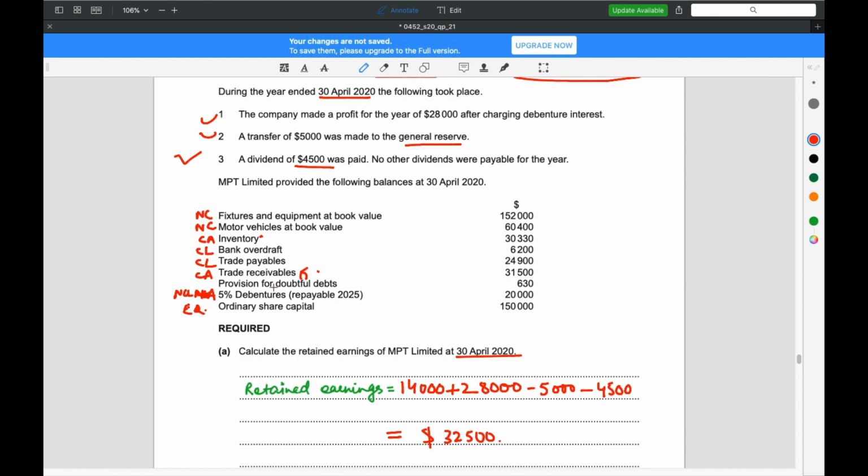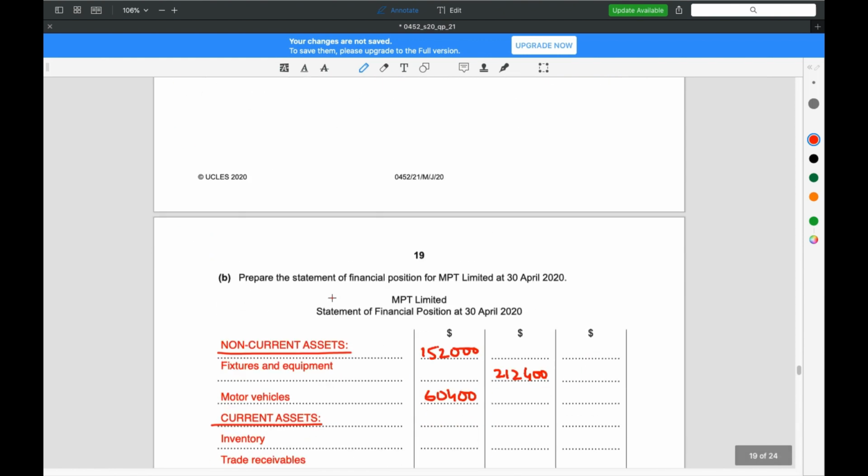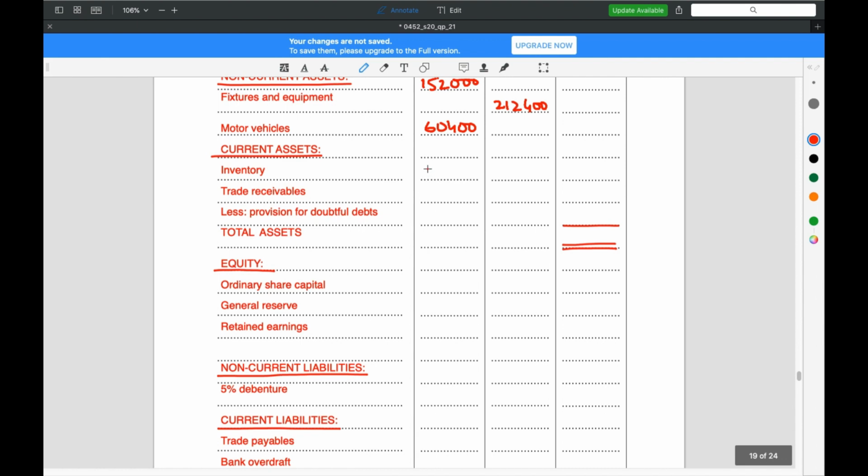All right, and then in the current assets section, you have your inventory, you have your trade receivables, and then you have to subtract the provision for doubtful debts from your trade receivables, right? So writing all of this down, the inventory he's given you is worth $31,500, and then the trade receivables are given at what is this? I made a mistake here. All right. So the inventory is a current asset. He's given you the inventory valued at $30,330.